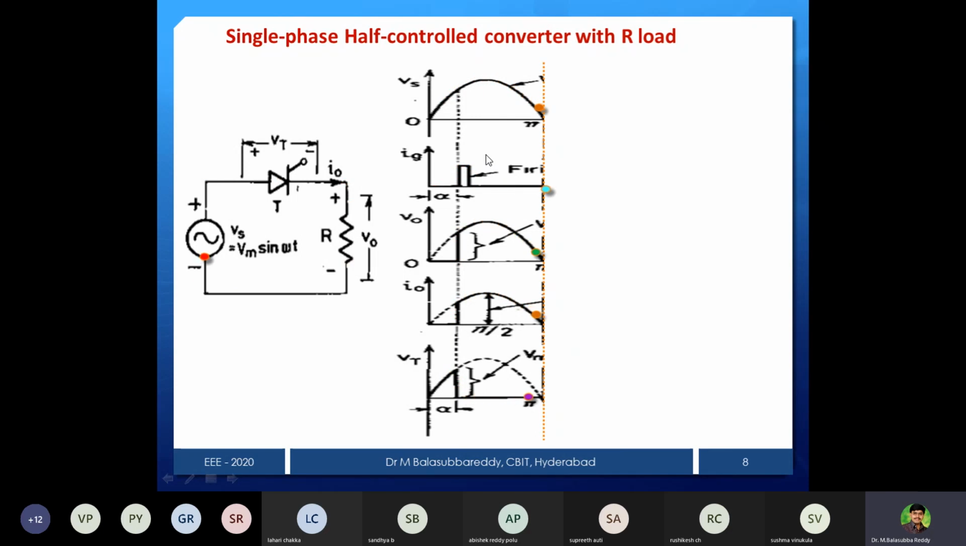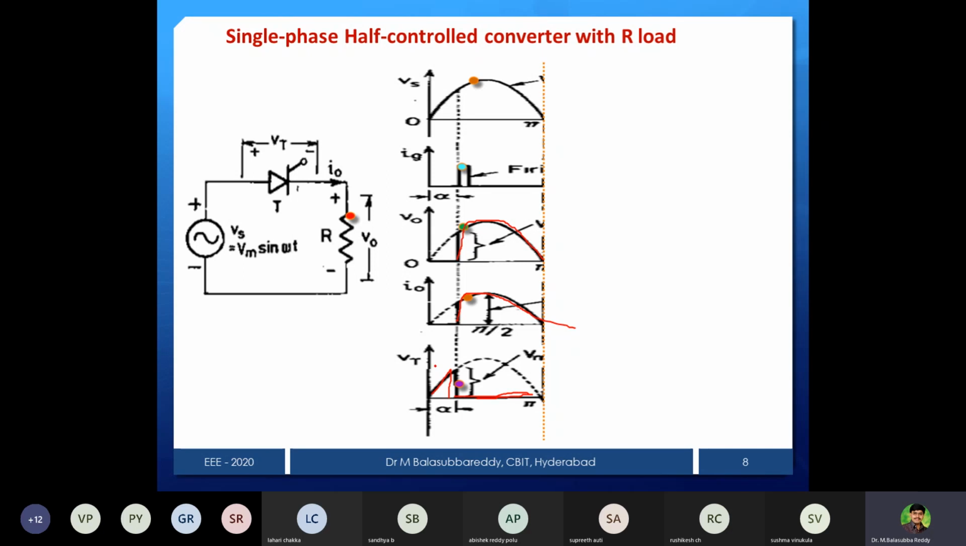Now you can see, during off state load voltage is 0, and whatever it is, the voltage across the device will be the same as the source voltage. Now after that, once the device is on, what are we getting? It is the same as the source voltage we drew. And later on you can see it is going like this, and then current and voltage waveforms are the same, and voltage across the device will be 0 when the device is on.